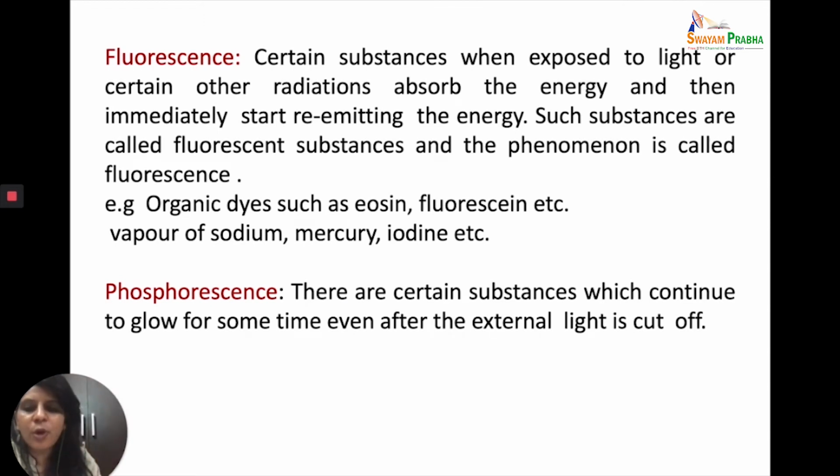Then the phenomenon of phosphorescence occurs because there is a transition of an electron from the first triplet excited state to the singlet ground state, that is T1 to S0. Because this is a spectroscopically forbidden transition, it takes a longer period of time. Therefore, there are certain substances which continue to glow for a longer time even after the external light is cut off, and this phenomenon is called phosphorescence.